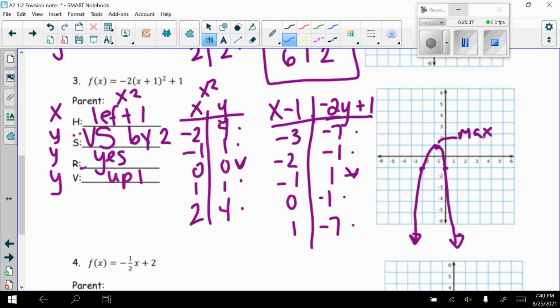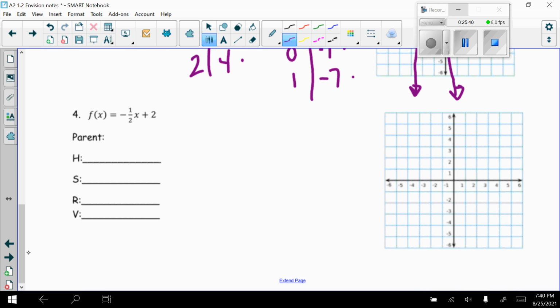Okay, let's look at another one. F of x equals -1/2 x plus 2. Okay, what's its parent? Its parent is just x, the line. Right? So HSRV, I don't have any parentheses, so nothing left or right. S, yes, I have a number out in front, so this is a vertical stretch by 1/2. Reflection, yes, because I have a negative. And then plus 2, yes, so it's going up 2 for vertical.